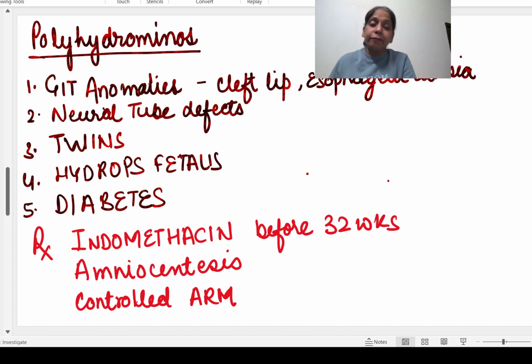Okay, so after 32 weeks, if the patient has polyhydramnios, we can go for therapeutic amniocentesis. Okay, and we can also go for controlled ARM. What is controlled ARM? With the needle we do the ARM, and very slowly the amniotic fluid comes out. Okay, that is controlled ARM.